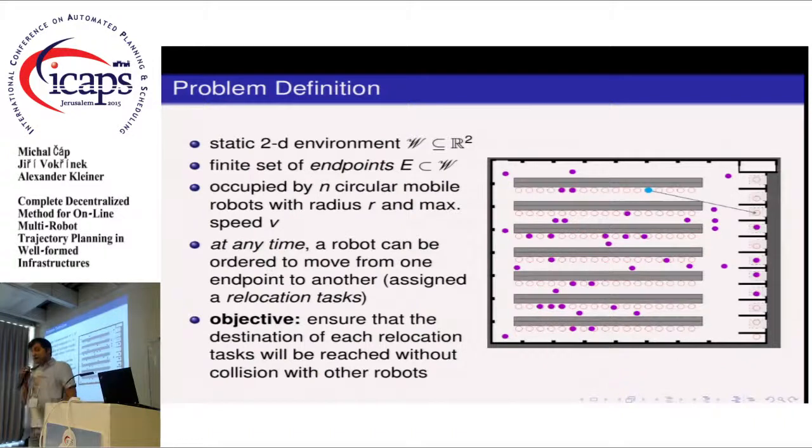What is the objective of this problem? When we order the robots to go to one of the endpoints, we need to make sure that the robot will find a trajectory to the destination that will not collide with any of the robots that are already in the system doing their own stuff.